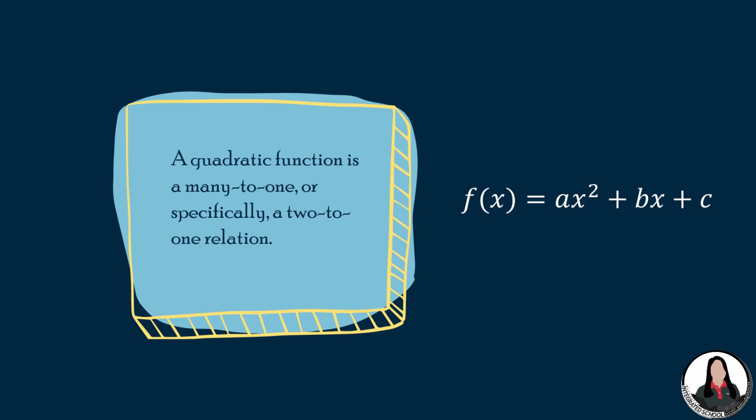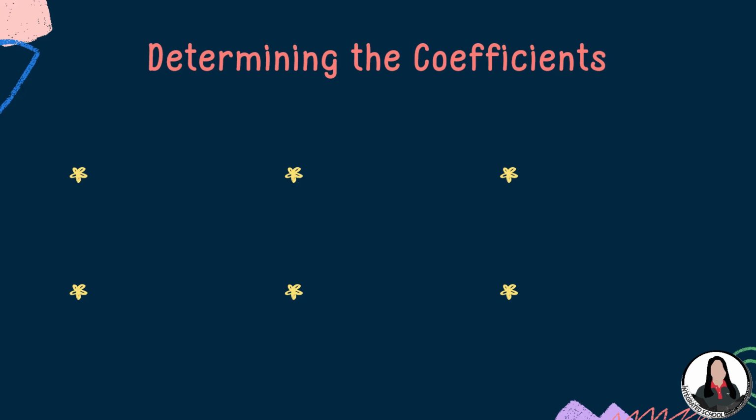So f of x equals ax squared plus bx plus c is the standard form of a quadratic function. Always remember that the value of our function, the value of f of x, depends on the value of x that is substituted in our quadratic equation. In determining the coefficients, our quadratic function must be written in standard form first. The coefficients that we are determining here are the values of a, b, and c.